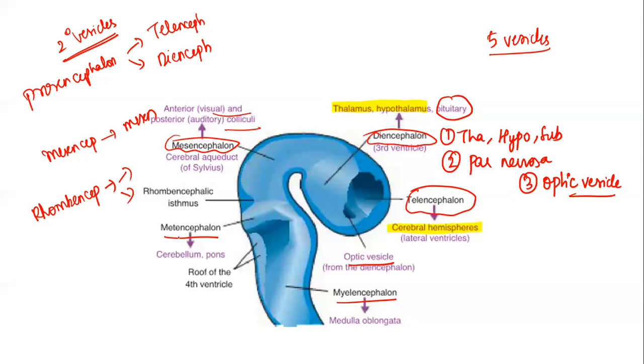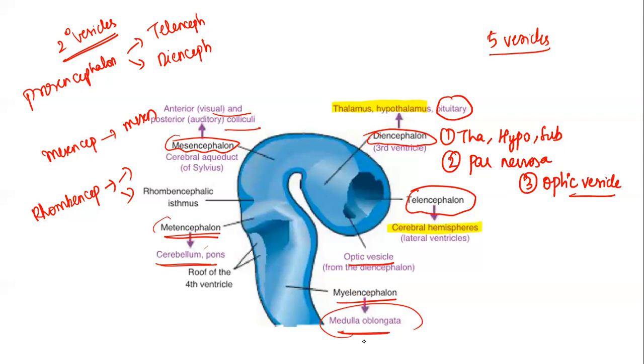Right? Similarly, if you take rhombencephalon, we have got 2 derivatives. First is the metencephalon, and the more caudal part is your myelencephalon. So the metencephalon is going to give rise to cerebellum and the pons, and the myelencephalon is going to give rise to medulla. So you all know these are all parts of hindbrain, right? So pons, medulla, cerebellum, all these are aspects of hindbrain. So cerebellum and pons from the metencephalon, and myelencephalon is going to give rise to medulla oblongata.